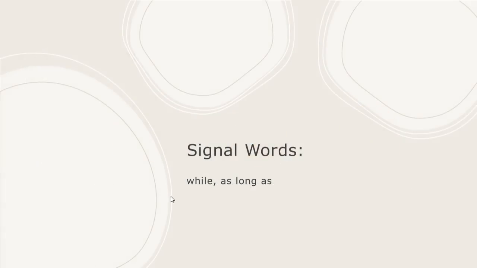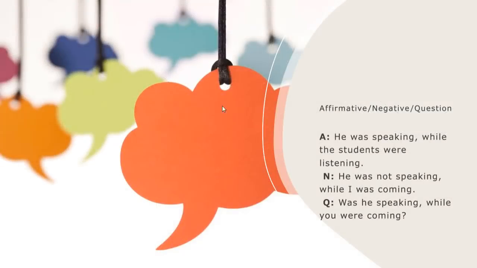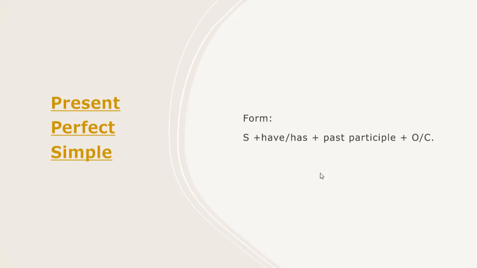Okay, the time signal like while, as long as, okay, and then we go to the sentences. He was speaking while the students were listening. You see, he was speaking while the students were listening. These two activities were happening at the same time. He was not speaking while I was coming. Was he speaking while you were coming? Okay? You can make your own sentence on that, right? And then we go to the next one now.